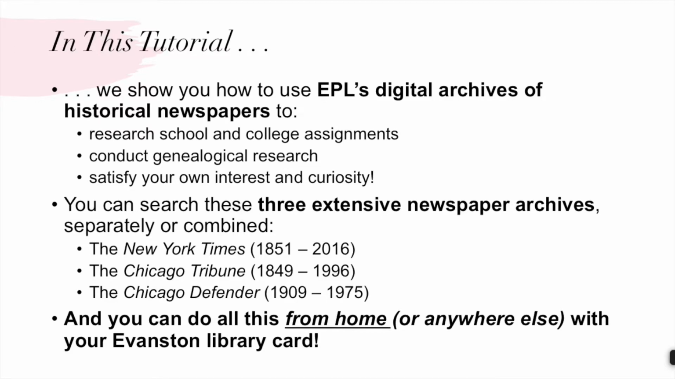Evanston Public Library has 3 very deep digital archives of newspapers that are of the greatest interest, we believe, to students and adult researchers in our community. You can see here what they are. The New York Times back to 1851, the Chicago Tribune back to 1849, at least partially, and the Chicago Defender back to 1909. All of this is free for you to use from wherever you are, including your own home. All you need is your Evanston Library card.